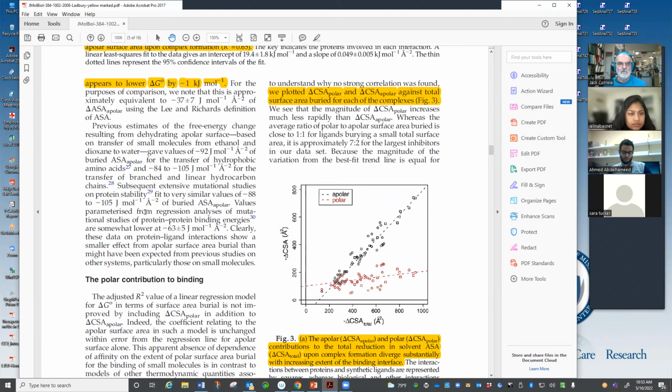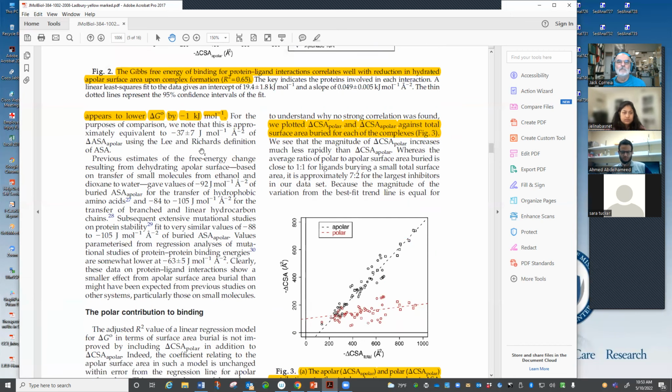Okay. And then they make a discussion here that we won't spend a lot of time on, but this has already been sort of predicted by all kinds of studies, but the studies involve apolar solvents. So if you do experiments in ethanol or dioxane, you can see that there's some change in affinity per buried surface area.